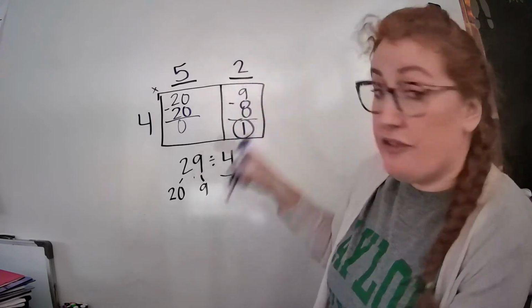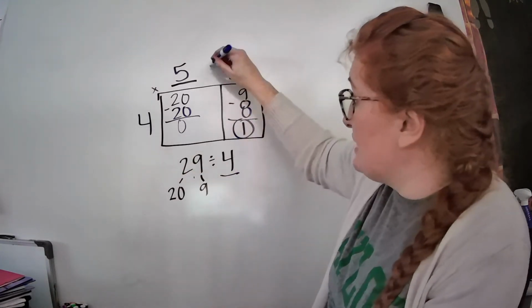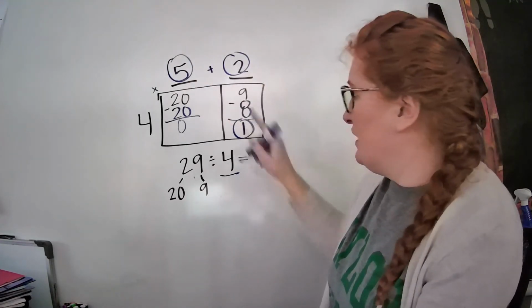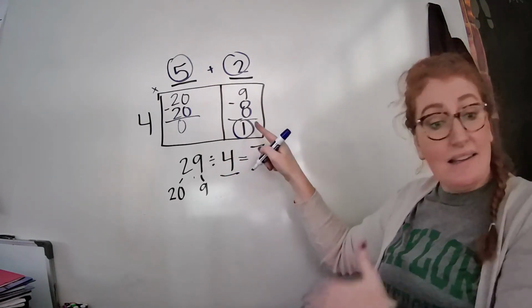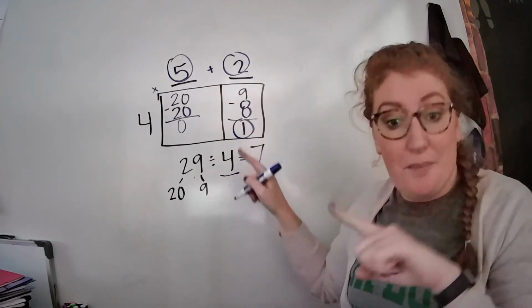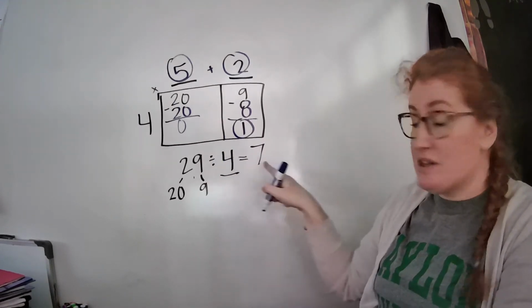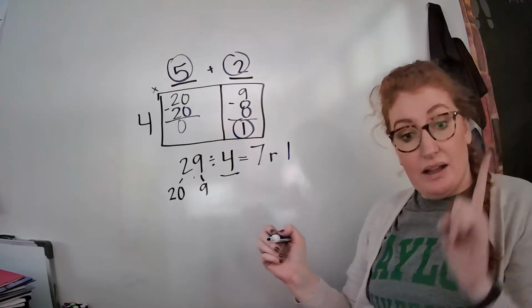In order to find our quotient, which means an answer to a division problem, I have to take the two numbers I put up here and add them together. So 5 plus 2 is 7. But I can't leave my remainder out. It still matters. So my answer to 29 divided by 4 is going to be 7, remainder 1. That means there's 1 left over.